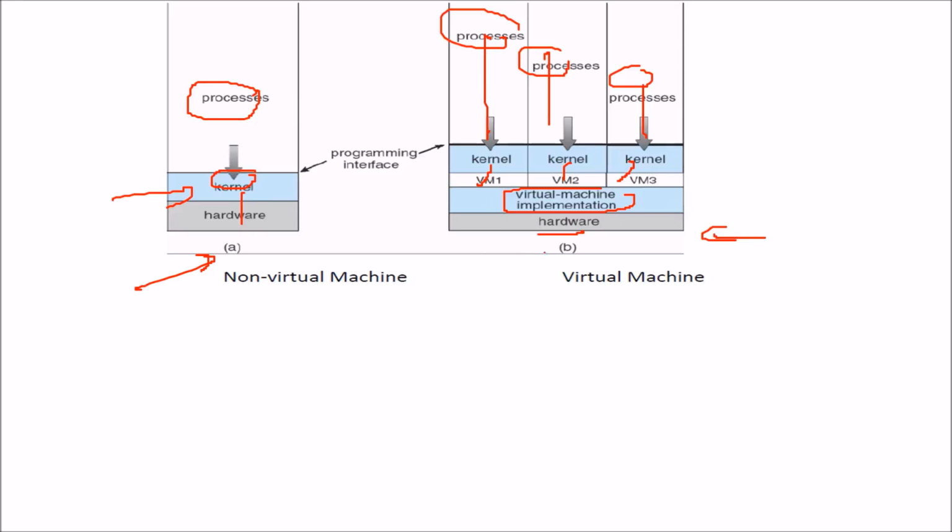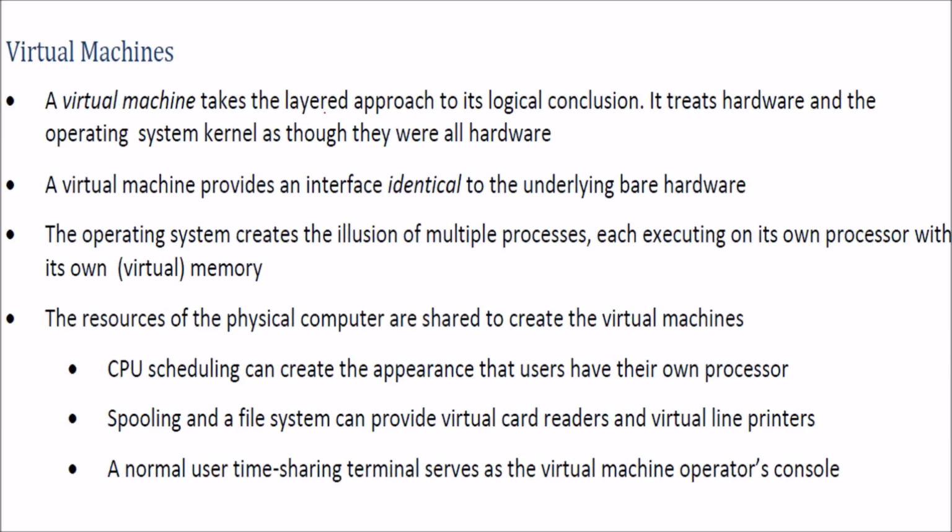So what we are trying to say here is that a virtual machine takes the layered approach to its logical conclusion, and it treats the hardware as well as the operating system kernel as though they were hardware. So the VM provides an interface identical to bare hardware. The operating system creates an illusion of multiple processes, each executing on its own processor with its own memory. I just showed you in the diagram.